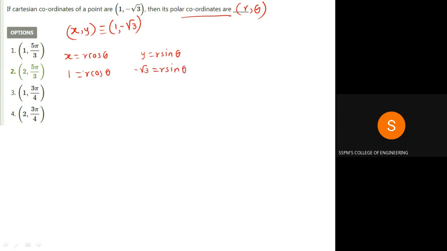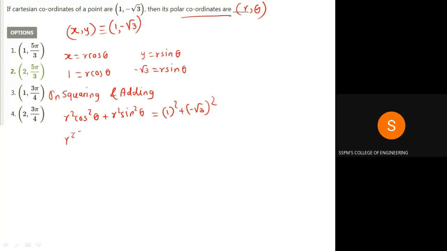Now we will be squaring and adding. We will first square them and then add them. On squaring and adding, what do we get? R square cos square theta plus R square sine square theta is equal to 1 square plus minus root 3 square. So R square is taken common. And what is remaining inside the bracket? cos square theta plus sin square theta is equal to what? 1 plus, what is the square of minus root 3? It is 3. So what is the value of cos square plus sin square theta? It is 1. So R square is equal to what? 3 plus 1, it is 4.